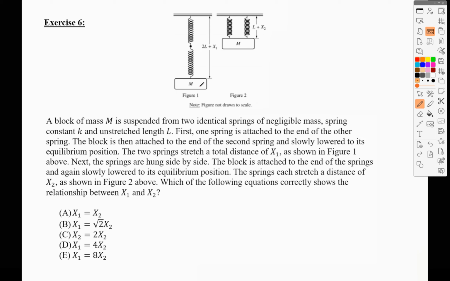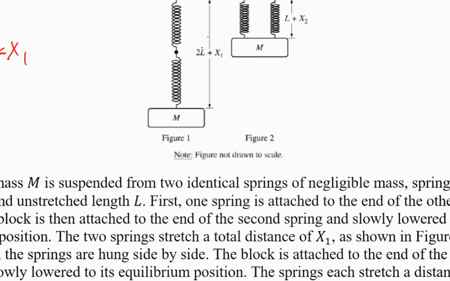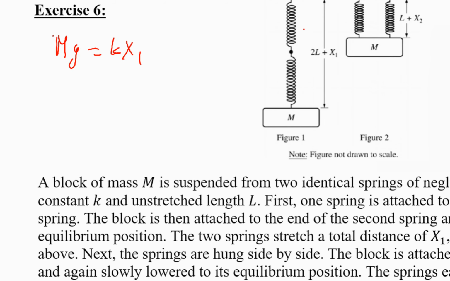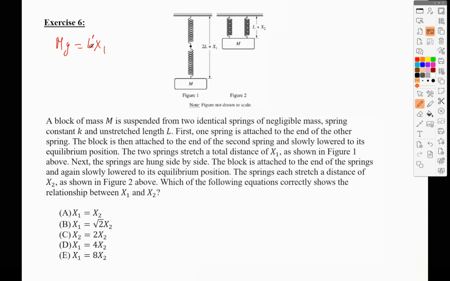If you consider figure 1, what are the forces acting on the block? We have mg downward, and this should be balanced by k multiplied by x1. Why didn't we consider 2L? Because this is only the elongation of the spring. This is the first equation that we can set. Now, you should pay attention that k here is the equivalent stiffness of the first spring and the second spring. So let me say this is k prime. They are connected in series.